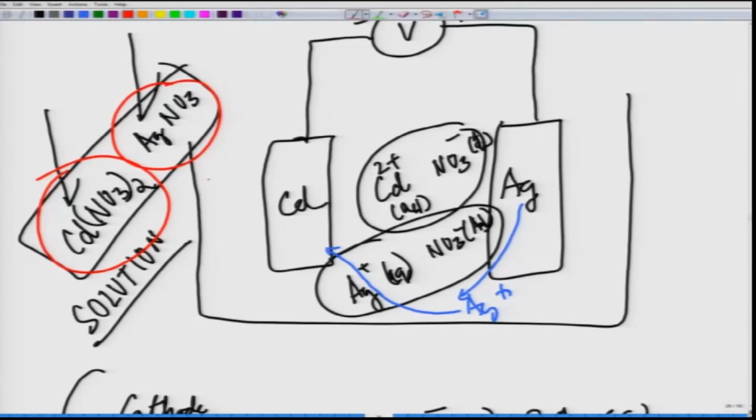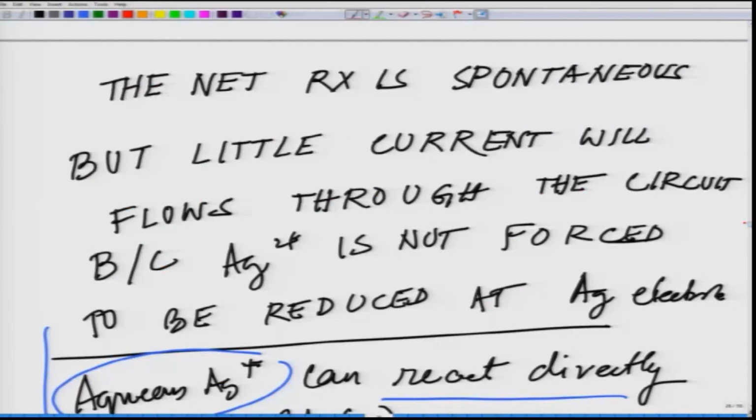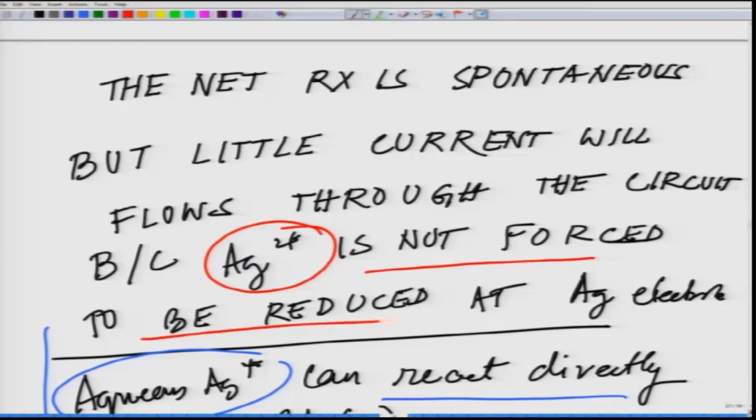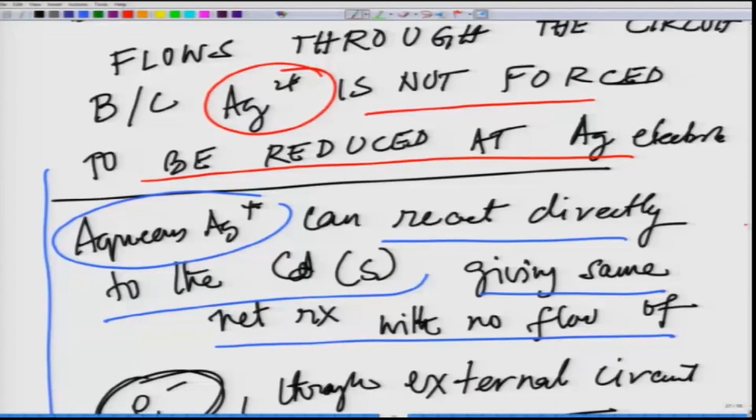Now here is a situation where we realize that there won't be any flow of electron per se. The net reaction is spontaneous, but little current will flow through the circuit, because Ag+ is not forced to be reduced at the Ag electrode, whereas aqueous Ag+ can react directly at the solid cadmium surface, giving the same net reaction with no flow of electron through the external circuit.